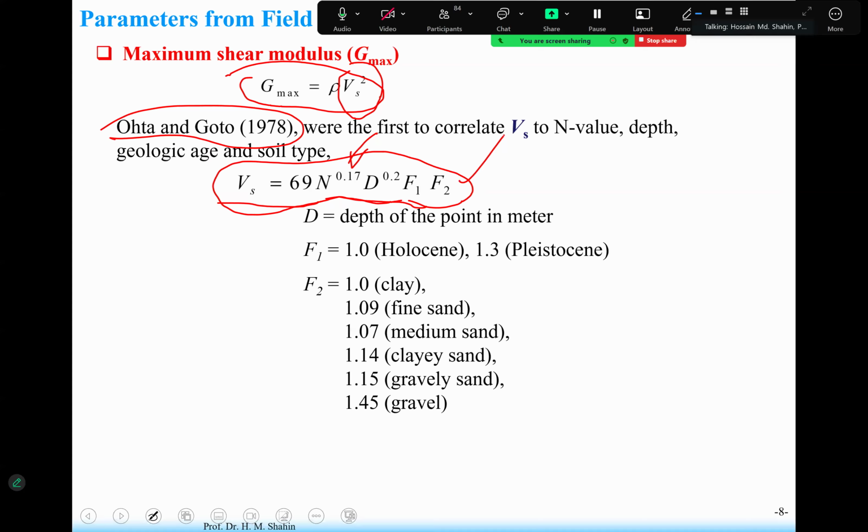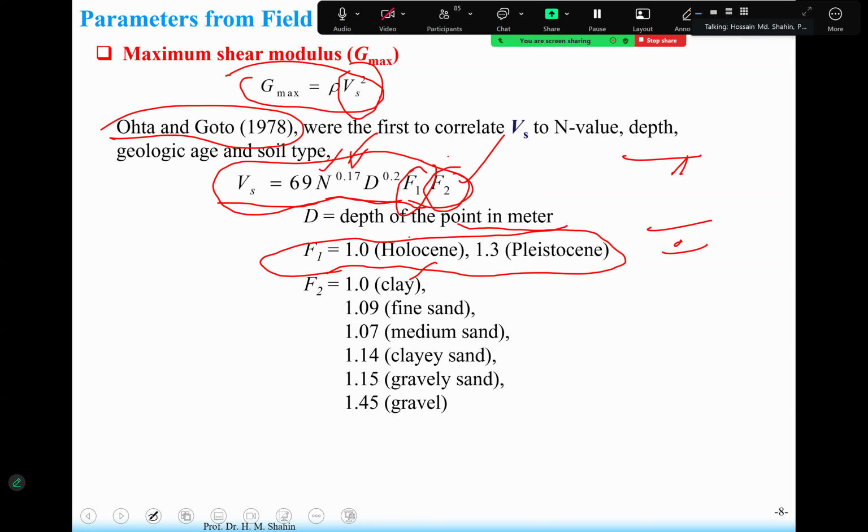69 N to the power 0.19 D. What is the D? D is the depth, as I said. Where is your center point? That depth. Then N is that N value. Then F1 is the type, Holocene or Pleistocene. In our country, maybe Holocene, so F1 is 1, put it 1. Then F2 you will get from this soil type.